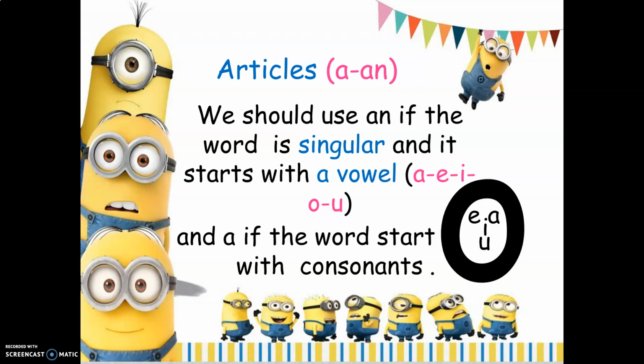Okay, what are the vowel letters, girls? We have A, E, I, O, U. If the word is singular and if the word starts with these 5 letters, you should use an. And if the word starts with a consonant letter like K, M, N, L, Q, R, S, T, V, W, X, Y, and Z, you should use the article a.